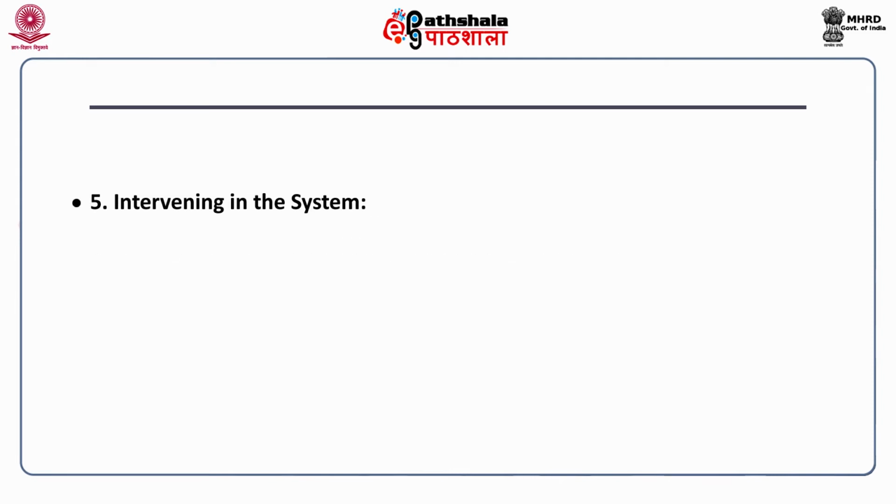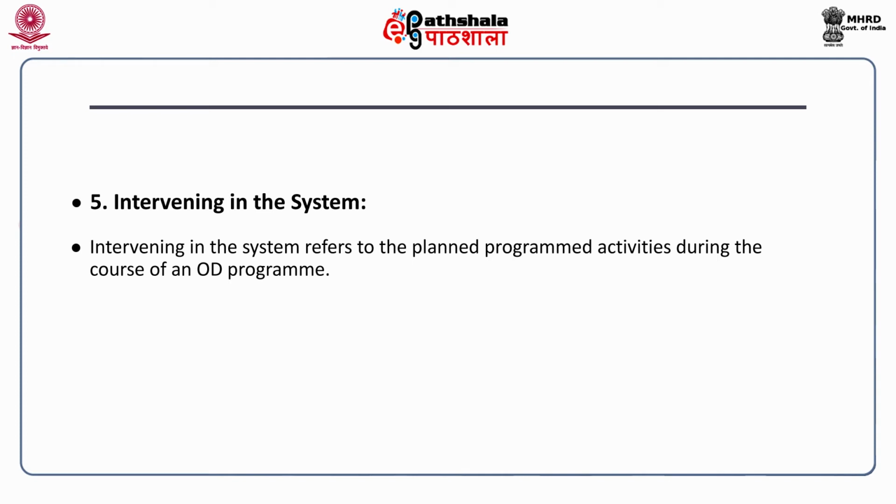In the fifth step, intervening in the system refers to the planned program activities during the course of an organizational development program. These planned activities bring certain changes in the system, which is the basic objective of organizational development. There may be various methods through which the external consultant can intervene in the system, such as education and laboratory training, process consultation, team development, etc.